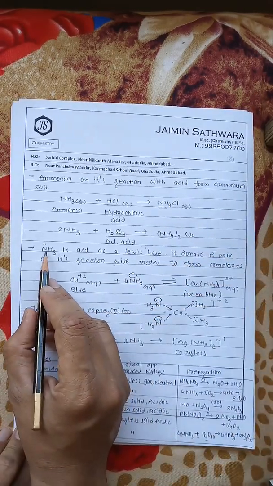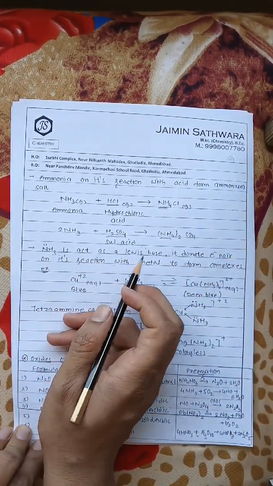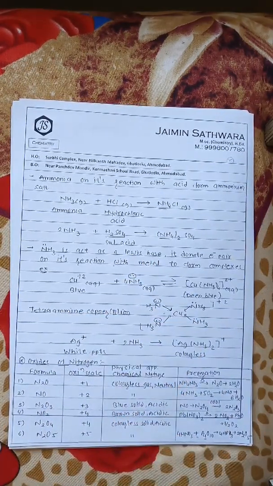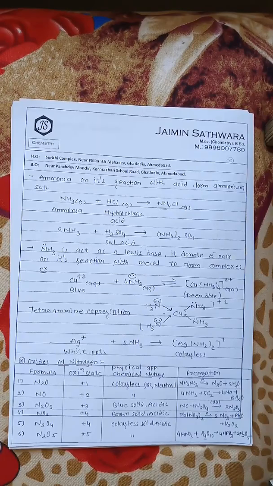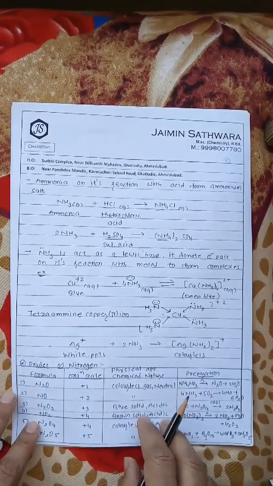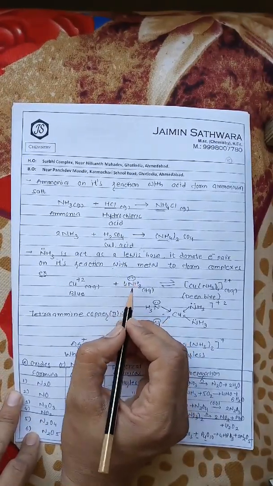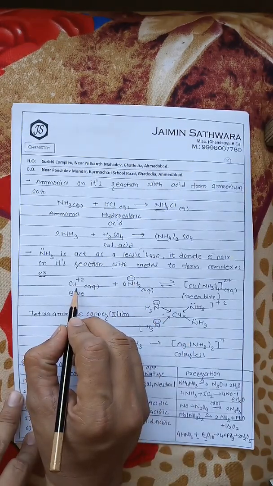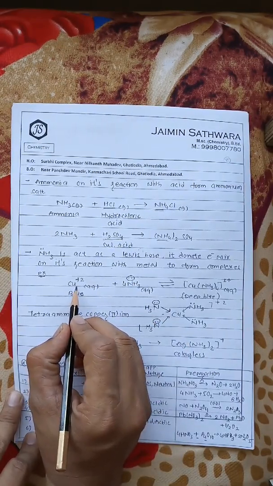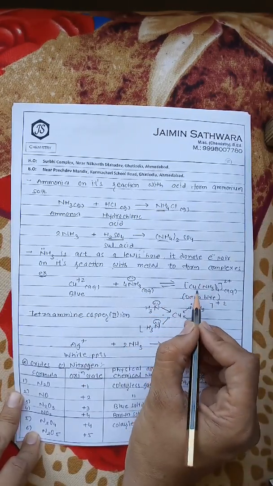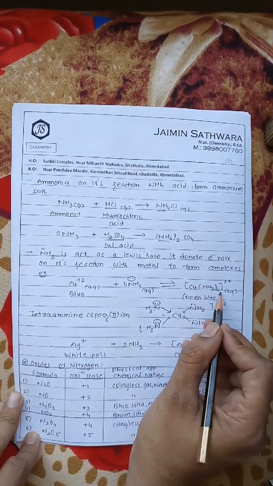Next point, ammonia acts as a Lewis base. Which is called a Lewis base? Simple. The species which donates an electron pair is called a Lewis base. So, see students, here ammonia, which has a lone pair of electrons, on its reaction with a metal like copper gives a complex compound like Cu(NH3)4.